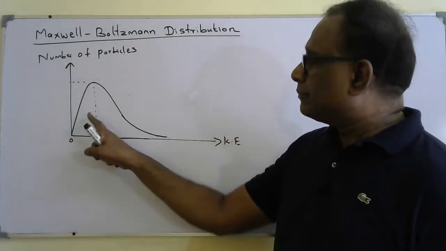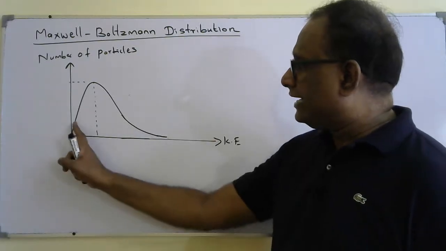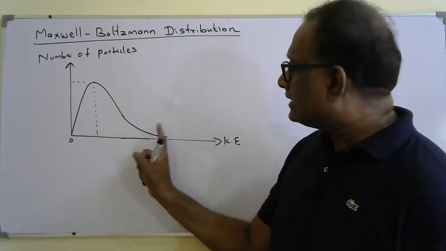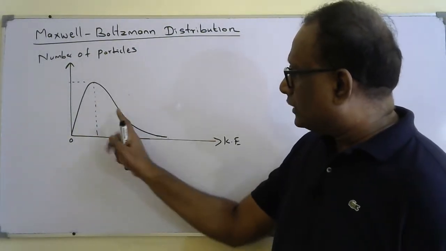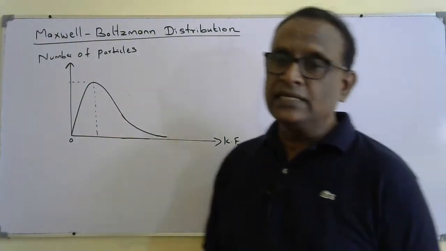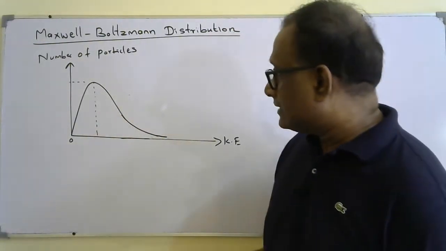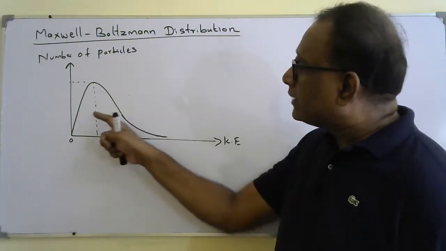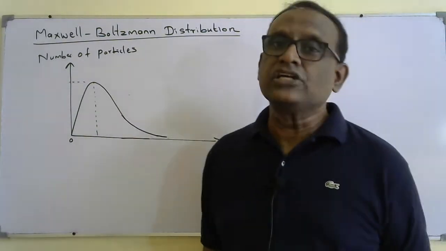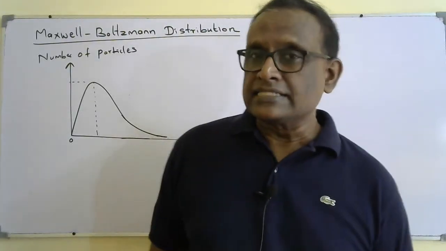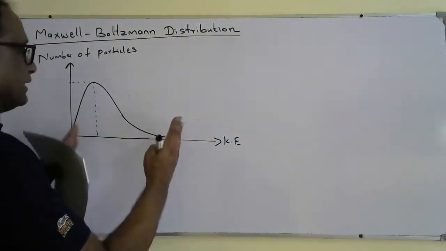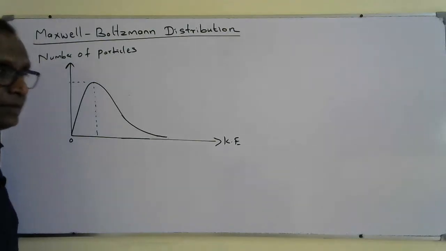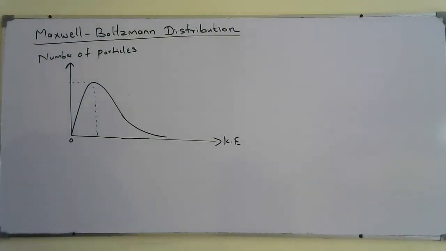This is at a particular temperature, so this is the range of the kinetic energy. When you increase the temperature, the height will become lower and it will become wider. That means when the temperature increases, the number of particles having the average kinetic energy will decrease, but the range of the kinetic energy of the particles will increase. That's the reason the graph will become wider and shorter when the temperature increases.